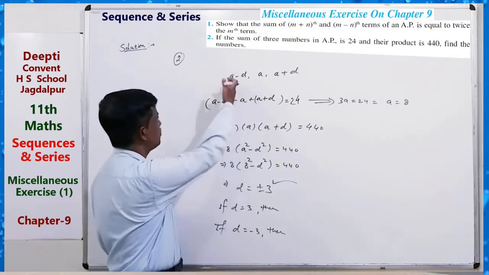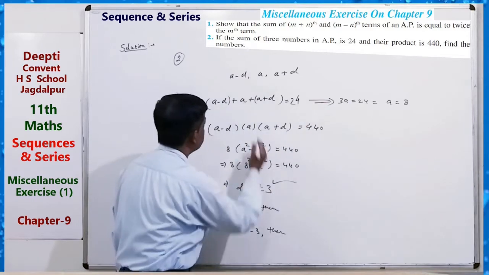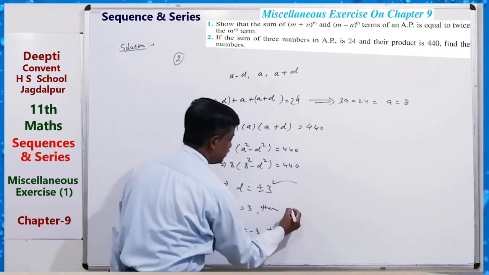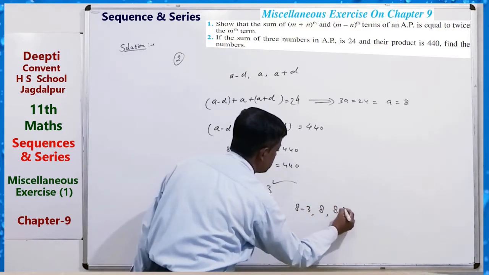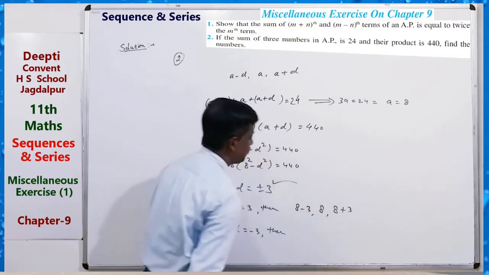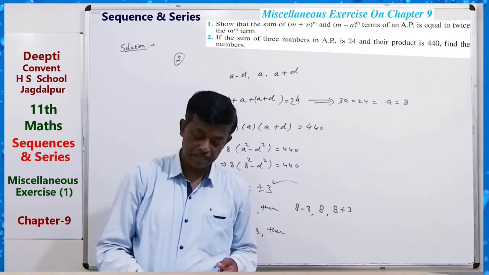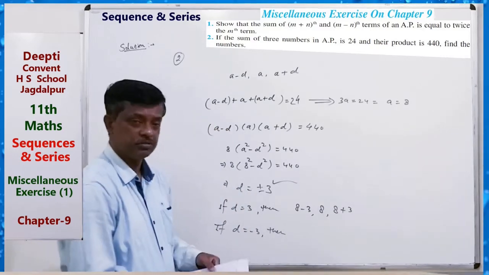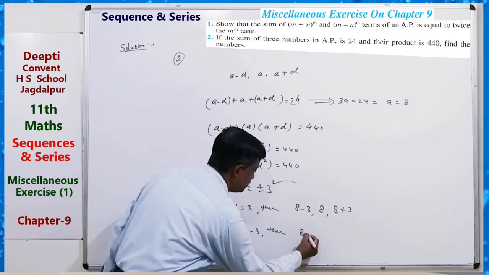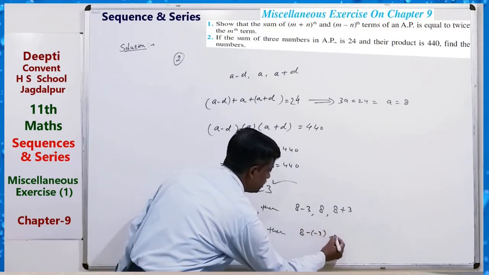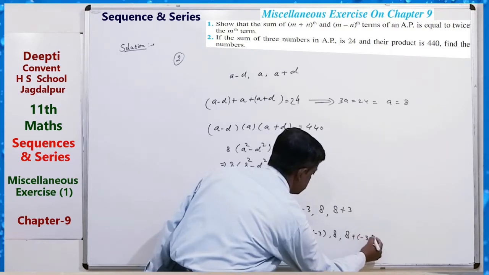If D is plus 3, then the numbers are what? A is 8, so 8 minus 3, 8, 8 plus 3, that is 5, 8, 11. Okay. Also, if D equals minus 3, 8, then the numbers are 11, 8, 5, plus minus 3.